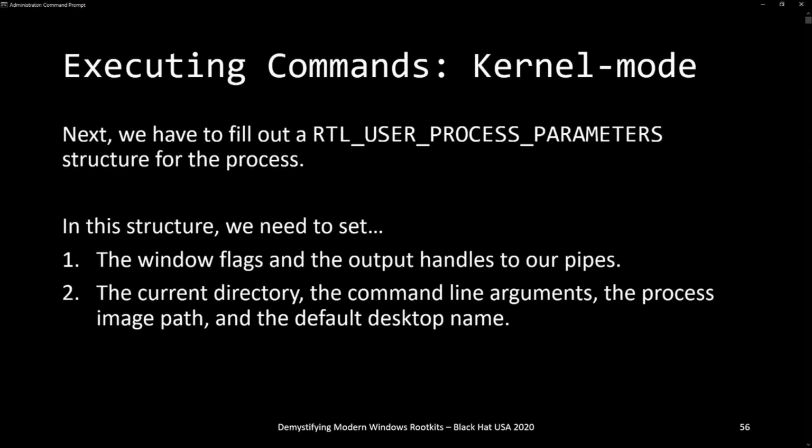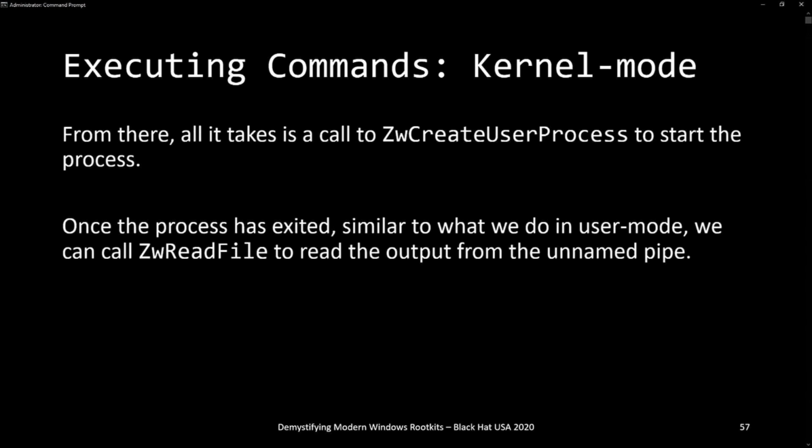Next, we have to set an RTL user process parameter structure for the new process. And in this, it's very similar to the startup info structure we saw in user mode, except we have to specify a little bit more information. So besides the window flags and the output handles to our pipes, we need to specify the current directory, the command line arguments, the process image path, and the default desktop name. From there, all it takes is a call to ZW create user process to start the process. And once the process has exited, similar to what we do in user mode, we can just call ZW read file to read the output of the process.